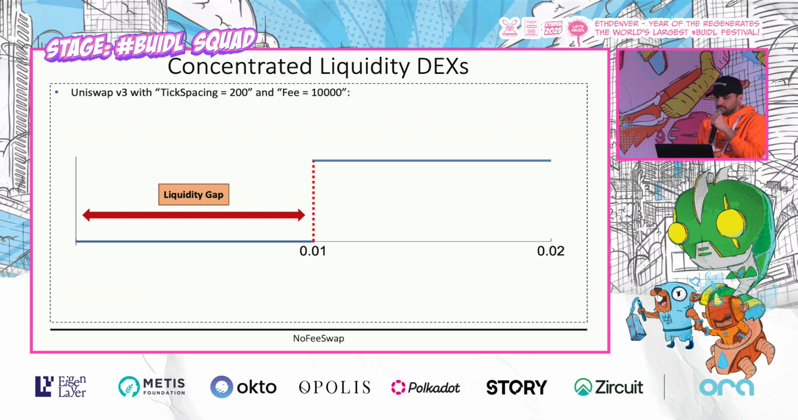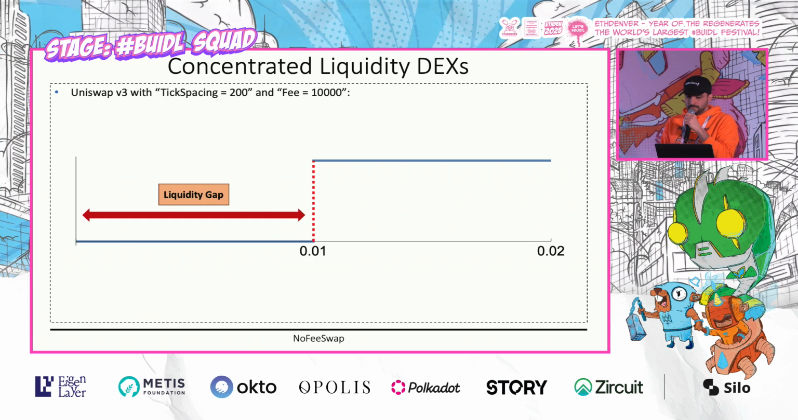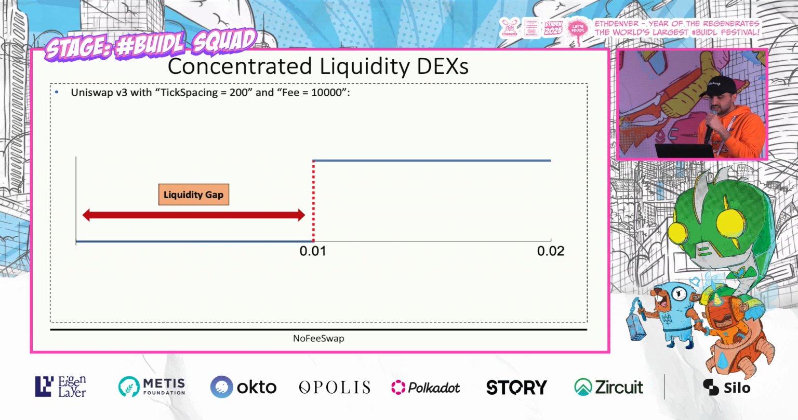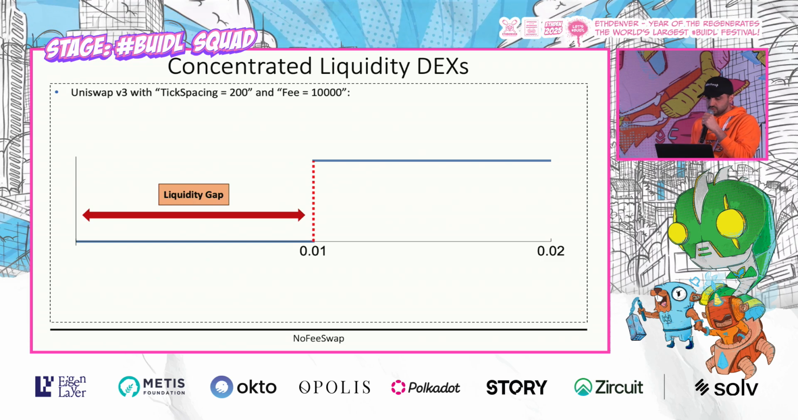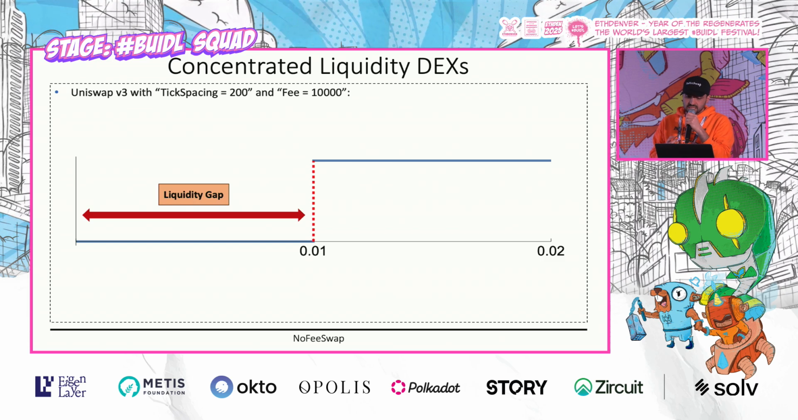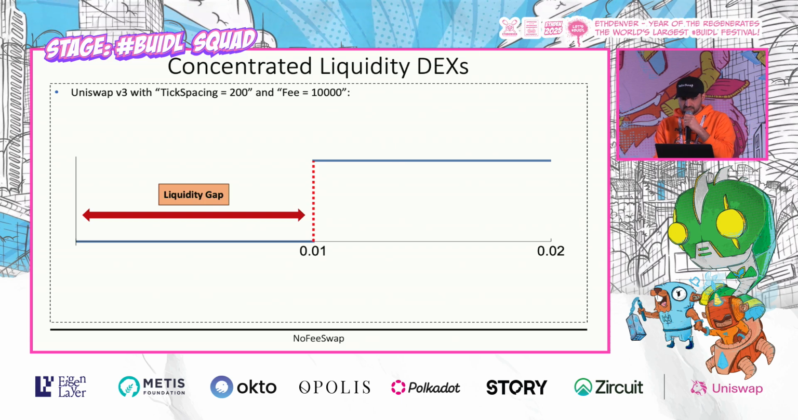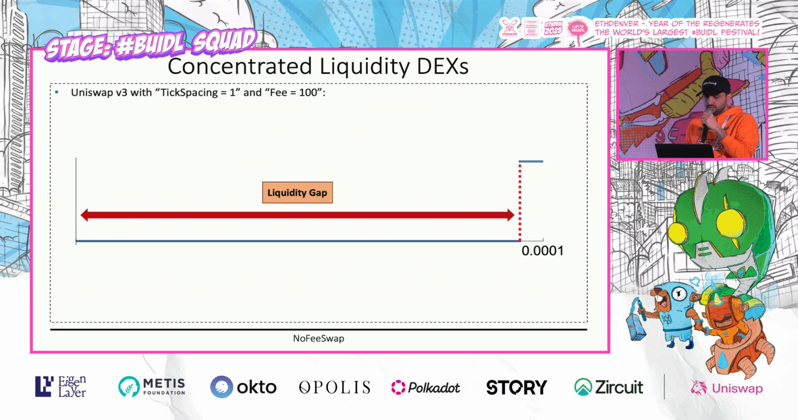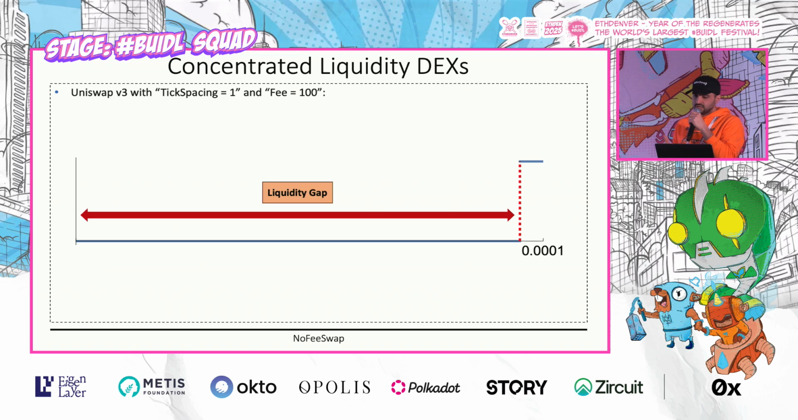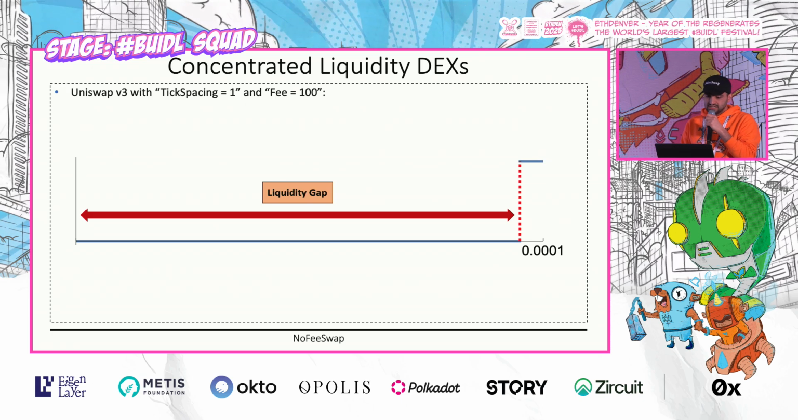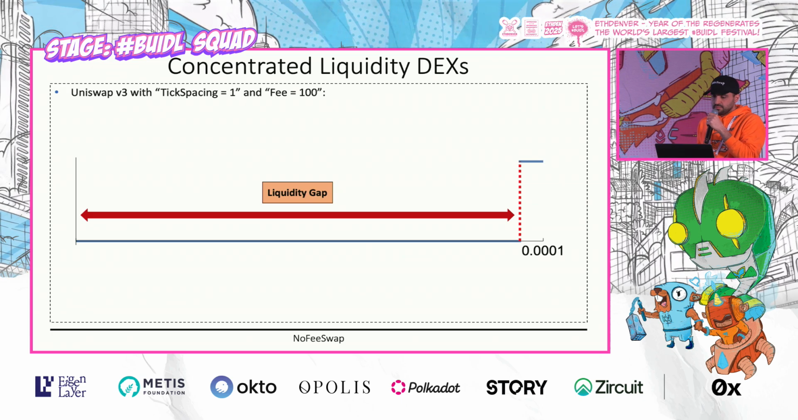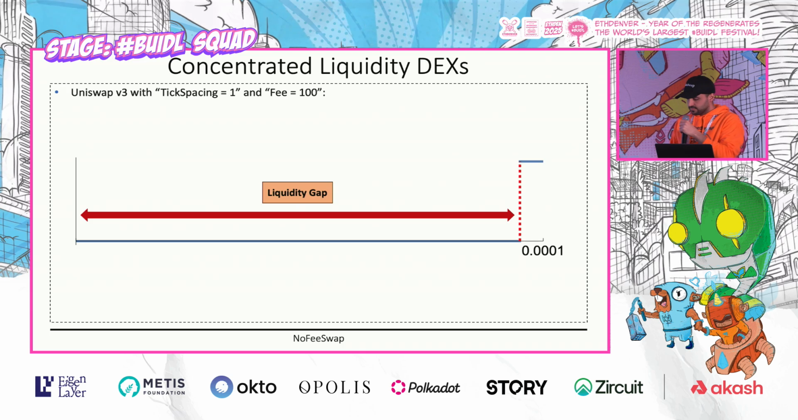Next, we are going to talk about the zero spread feature. Here is Uniswap v3 as described before. NoFeeSwap is all about eliminating the liquidity gaps that you see in conventional dexes, which is even more problematic for stablecoins. As you can see here, we see a much wider liquidity gap.